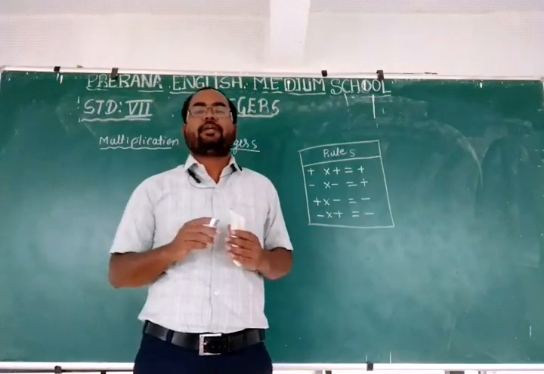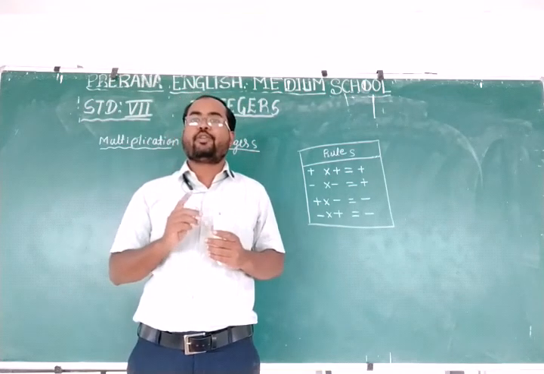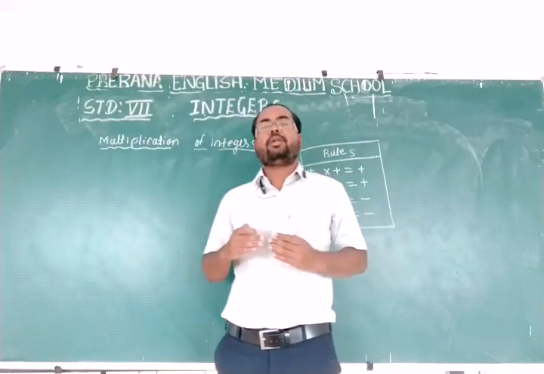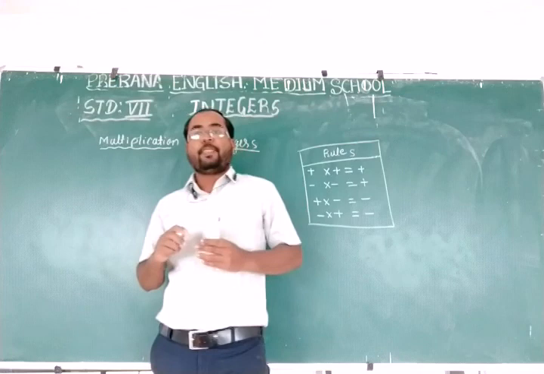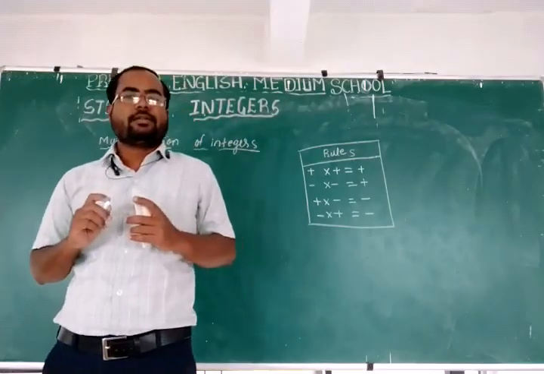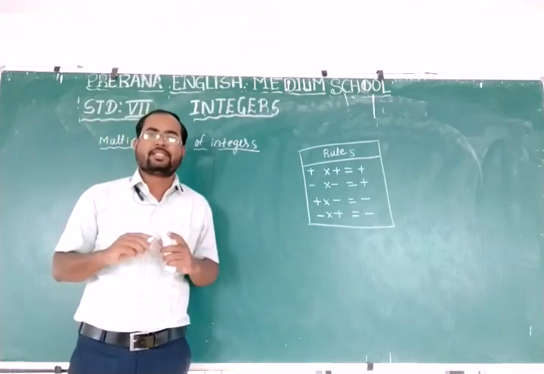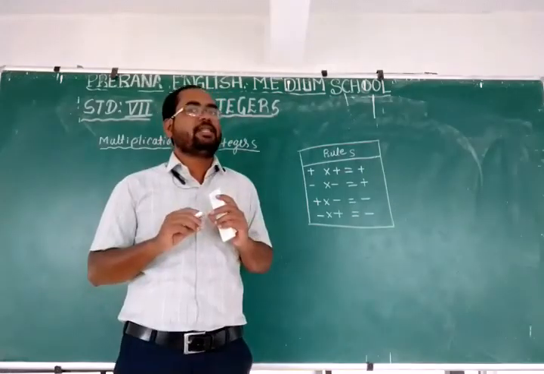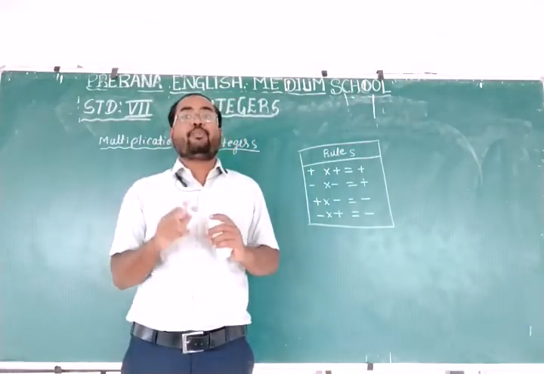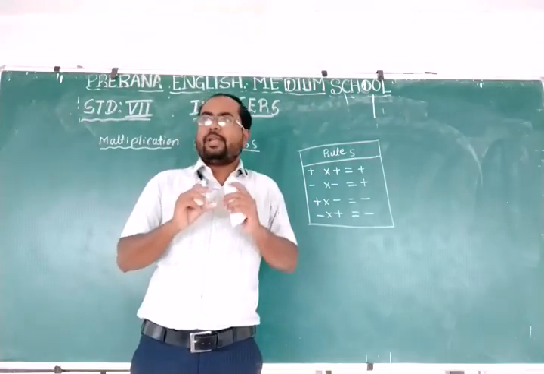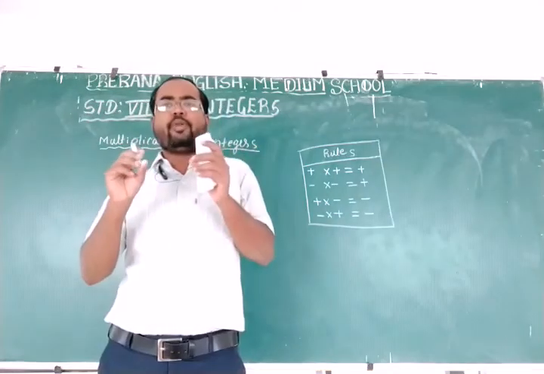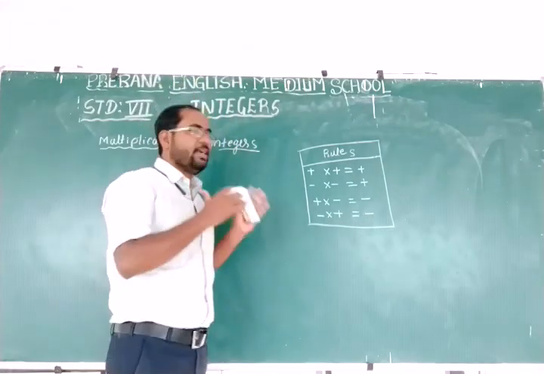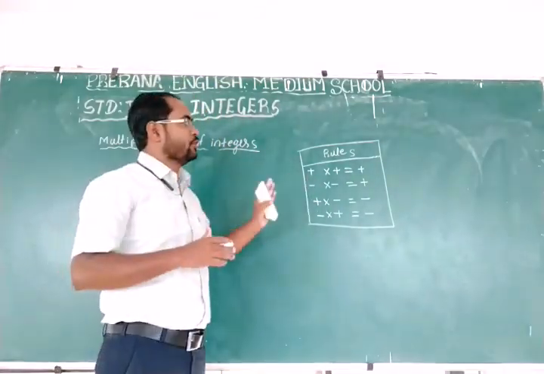So we already started with the chapter integers, and in our previous class we learnt addition and subtraction of the integers. Today we will see the multiplication of integers. Before I start, there is one small rule which we have to learn for the multiplication of integers, because we know that integers contain positive and negative numbers. What if I multiply a positive number with a negative number? What will be the product? Is it positive or negative? So we'll see the rule and we will come to know whether it is positive or negative.